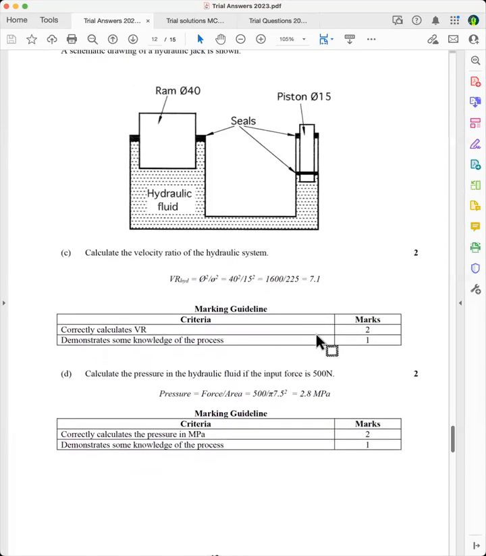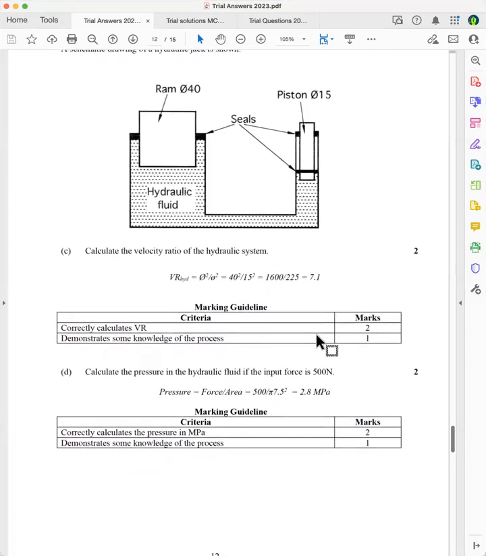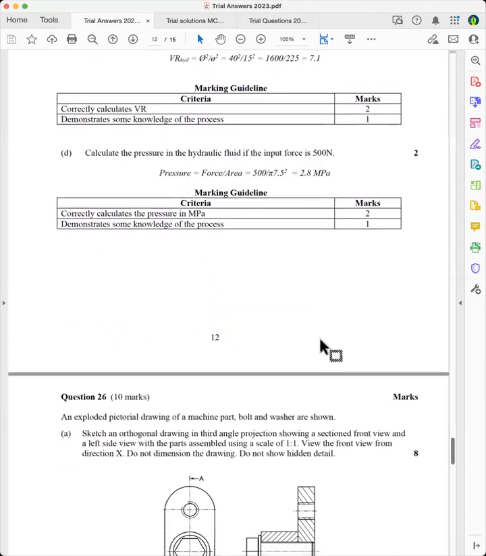Calculate the pressure in the hydraulic fluid if the input force is 500. Now, pressure is the same as stress. That's force divided by area. So you've got 500 there. The area is pi r squared, and it will be 2.8 megapascals.